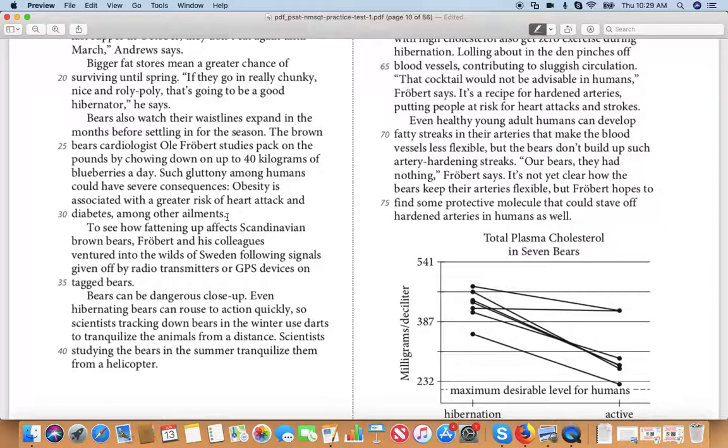You know what gluttony means, Blaze? Excessive eating. Yeah, just excessive eating, right? And then obesity is what? Overweight. Yeah, just being overweight. Yep. Okay. Keep going, please.